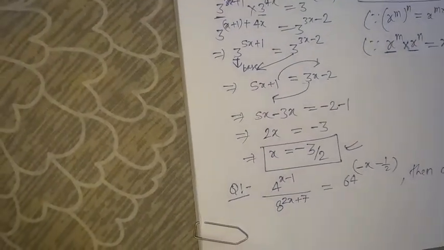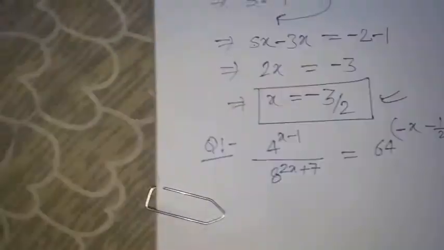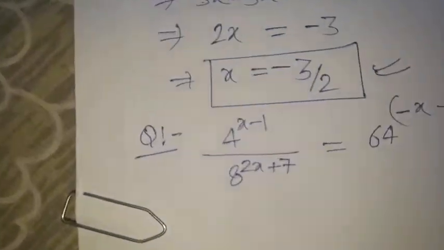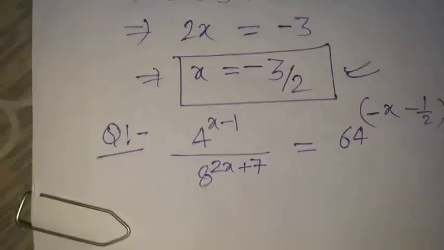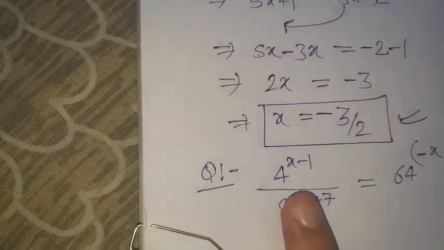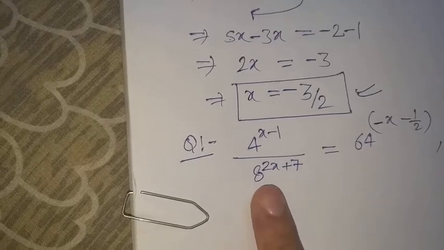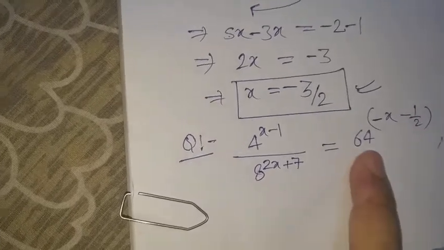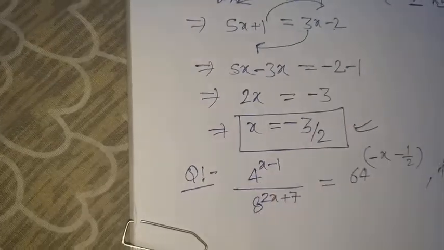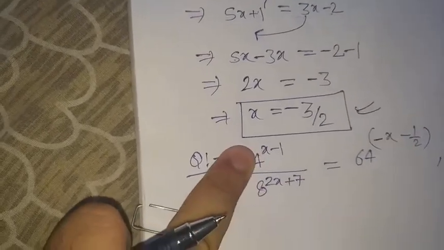How to find x here? What will you do to find x? Just see the lowest power. What is the lowest power here? The lowest power is 4, but you cannot convert this into a 4. You can convert this one as a 4. Then what is the lowest power? 2. You can convert it into 2 to the power 2.